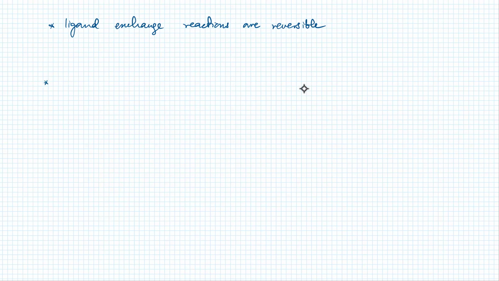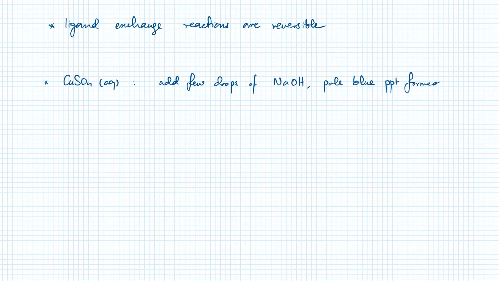They're going to write something like this, for example, they take copper sulfate aqueous. What you do is you add ammonia. Okay, let's start with NaOH. You add a few drops of NaOH, and what you get is a pale blue precipitate formed. And then you add excess NaOH. So the result is the pale blue precipitate does not dissolve, or is insoluble.